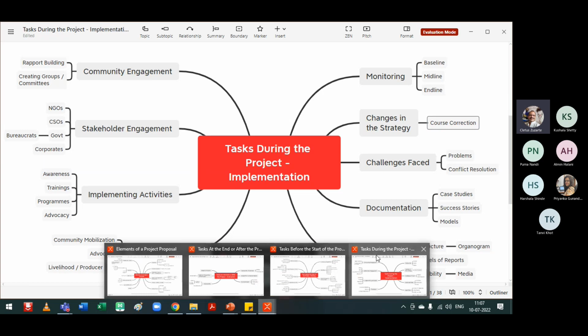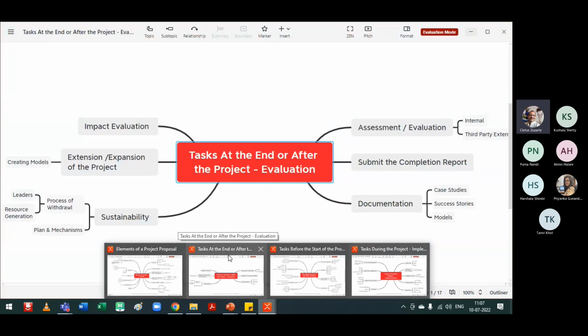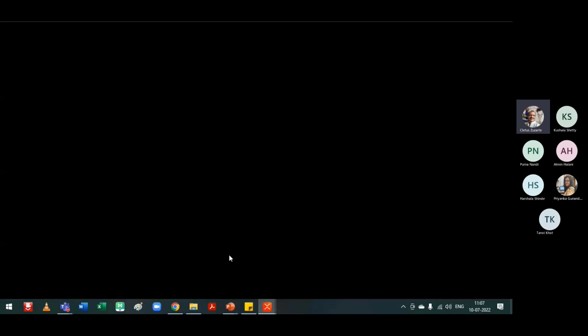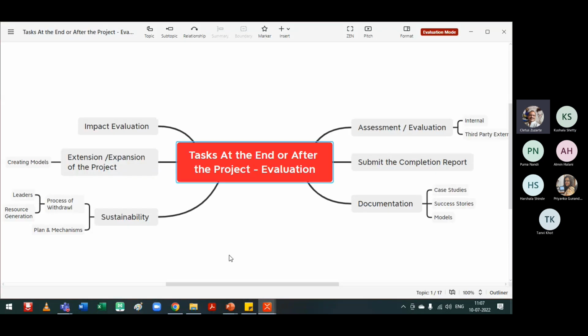Now I'll ask you another thing. What would be the task at the end of the project? What would be important to keep in mind when you're looking at the end of the project? As you're nearing the end of the project, or even after it, you need to look at certain important things, and you'll notice the focus at the end of the project is usually evaluation and documentation. So we're looking at evaluation, documentation, and sustainability. These are the three highlighting features at the end of the project.